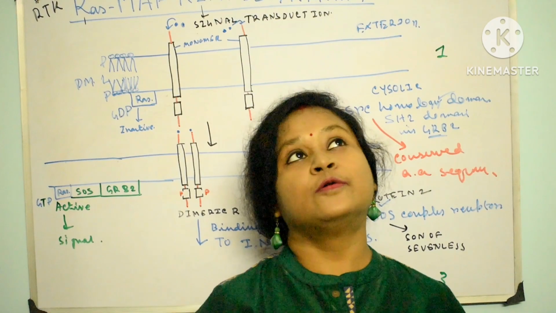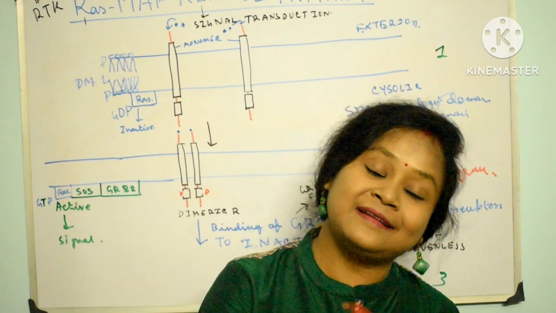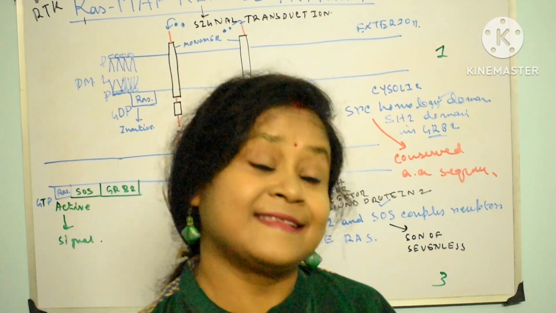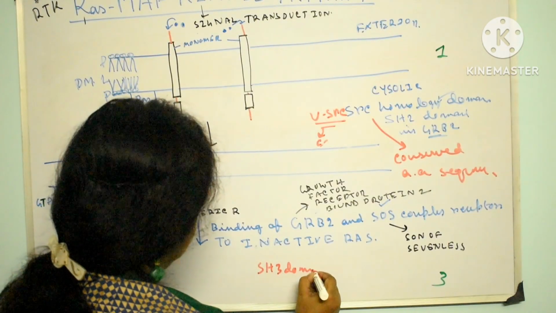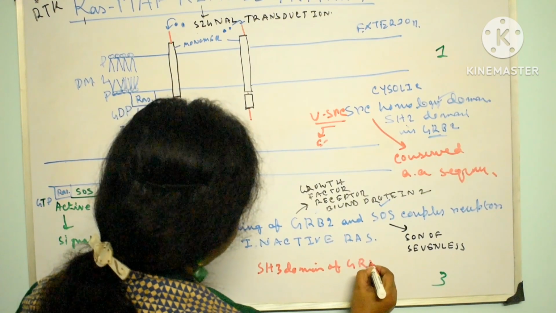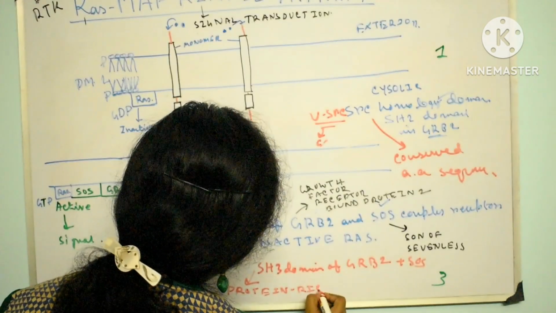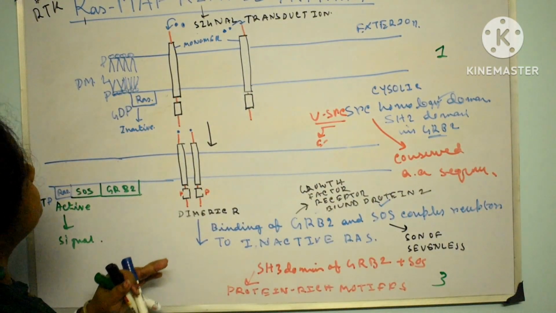Tyrosine kinases encoded by viral oncogenes, such as v-Src. What are viral oncogenes? It is a totally separate concept, and I am not going to discuss it here. The SH3 domain of GRB2 binds to SOS. This SH3 binds to a proline rich motif. So this is all in a nutshell, the very important Ras-Map kinase pathway.